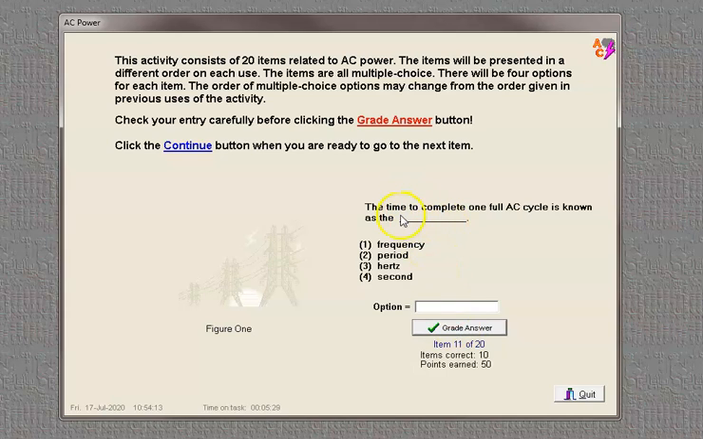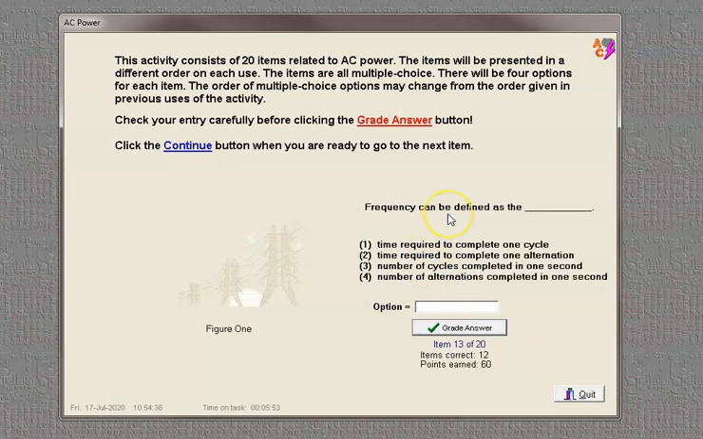Next question. The time to complete one full AC cycle is known as the period. So that would be number 2. One full AC sine wave cycle is completed in 360 degrees, because remember, it's really just a side view of a spiral or a circle. Frequency can be defined as how many cycles we can complete in a period of time. In this case, it's the number of cycles completed in 1 second. So we will go ahead and put number 3.